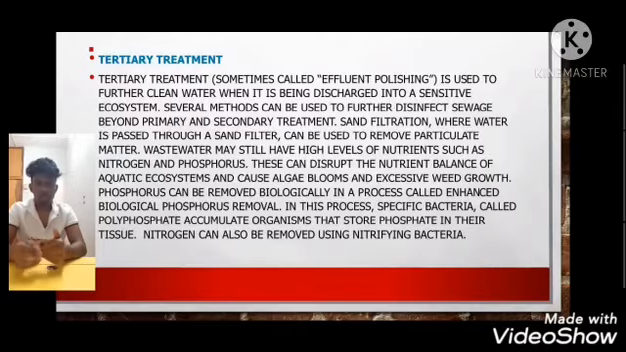Phosphorus can be removed biologically in a process called enhanced biological phosphorus removal. In this process, specific bacteria called polyphosphate accumulating organisms store phosphate in their tissue. Nitrogen can also be removed using nitrifying bacteria. Thus, the water will not be disrupted or polluted.